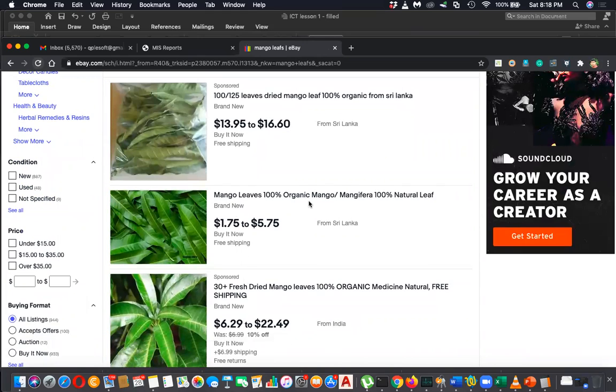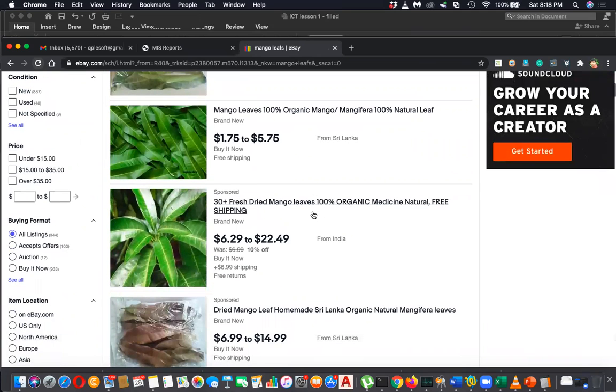These mango leaves in Sri Lanka, from Sri Lanka. Here, how many mango leaves? 30 dried, 30 fresh dried.